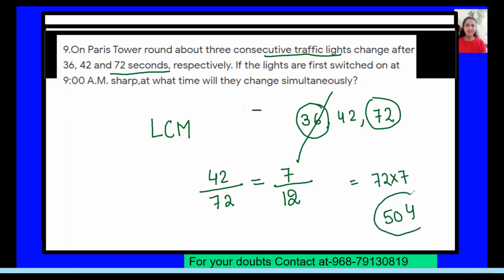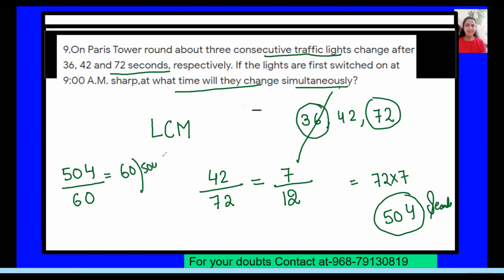504. So after this many seconds, the lights will be coming together again, right? So 504 seconds will be how much? You divide it by 60. So how much will it be? 504 divided by 60, it will go 8 times, 480, and 24. So 8 minutes 24 seconds. So it has come at 9 a.m.